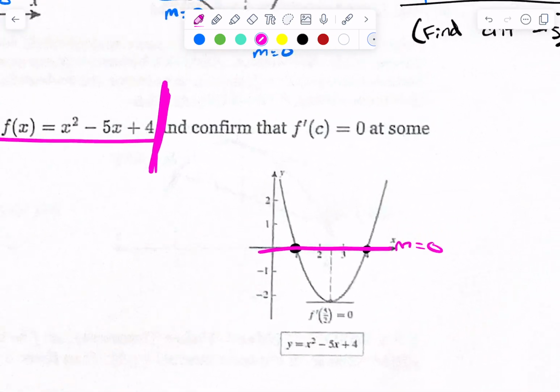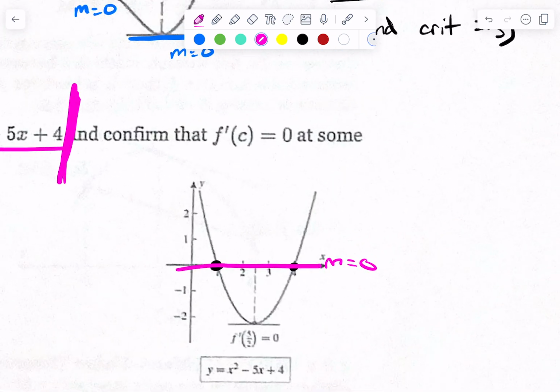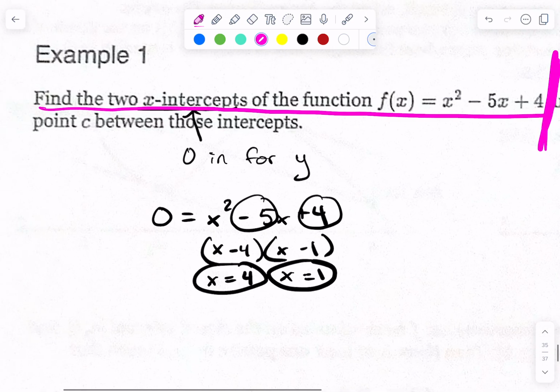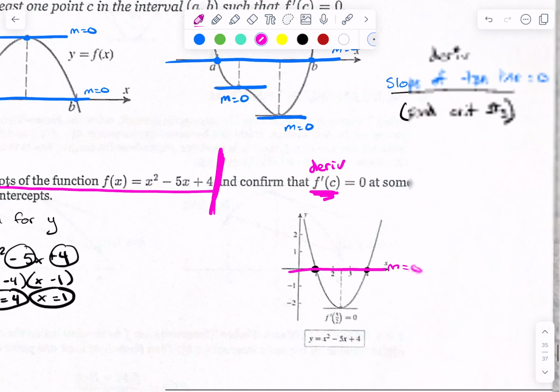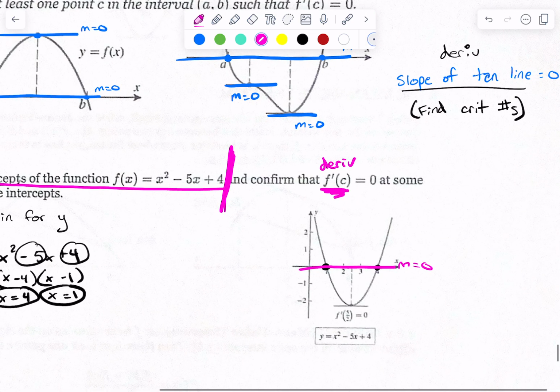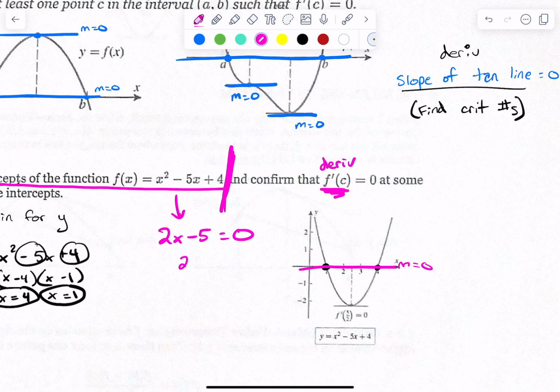Then it says, confirm that f prime of c equals 0. What does this mean? What is f prime of c? Find the critical numbers. Derivative. Show that the derivative equals 0 at some point between those two. Okay, so let's do the derivative. What's the derivative of this guy? 2x minus 5. If I set him equal to 0, I add the 5. Divide by 2. x equals 2.5.